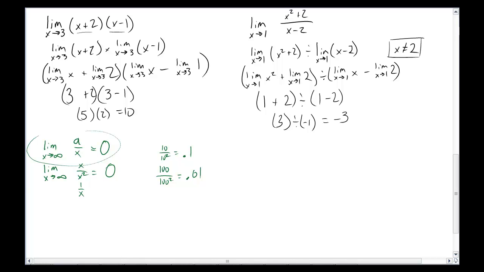So let's look at that in action. We've got the limit as x approaches infinity of 2x plus 3 over x minus 4. Now we've seen something similar to this before. We didn't talk about it in terms of the limit.